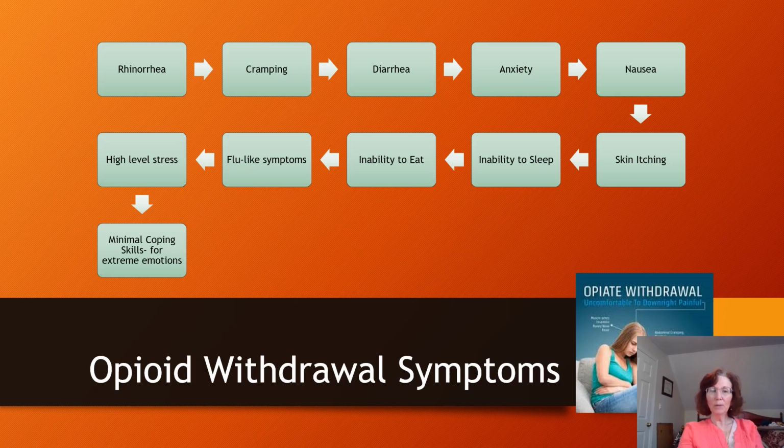Some opioid withdrawal symptoms are rhinorrhea, which is runny nose, cramping, diarrhea, anxiety, nausea, high levels of stress, flu-like symptoms, inability to eat, inability to sleep, some skin itching, and some minimal coping skills for extreme emotions.